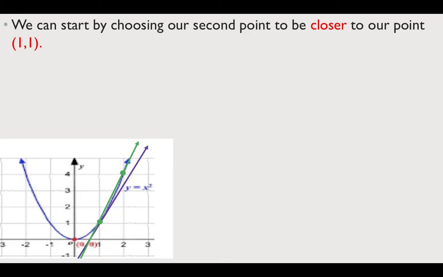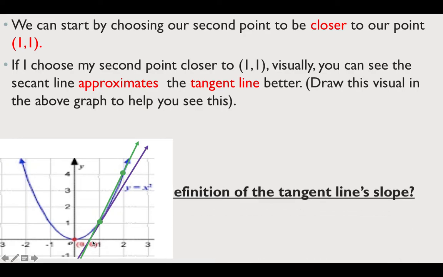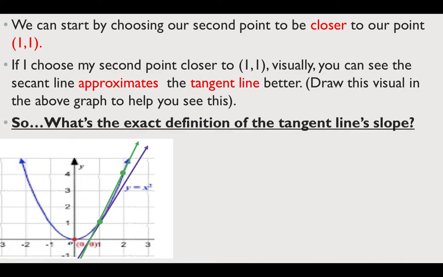We can start by choosing our second point to be closer to the point 1 comma 1. So we've done this before when we're making better approximations of the secant line to the tangent line. We chose like 1.0001 and we're getting closer and closer to 1. If I choose my second point to be closer to 1 comma 1, visually you can see that the secant line approximates the tangent line better. Of course, you could draw the visual that you see right here above, but basically, if this second point right here, if I make it closer and closer to 1 comma 1, it will eventually become this tangent line. So then, great, that's good for approximations, but what is the exact definition of the tangent line slope?